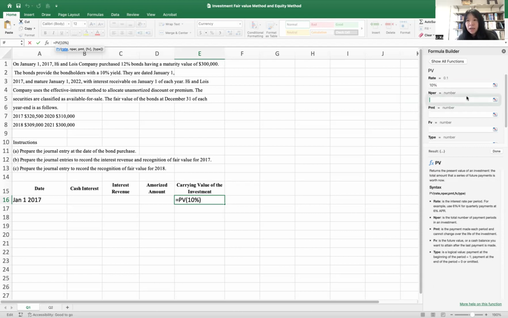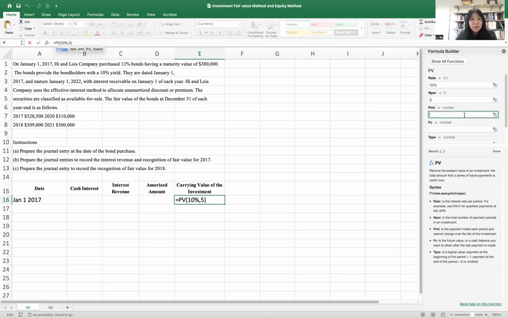And here, how many periods from 2017 to 2021? Because they compound once per year, the period is 5. If you're not sure, you can actually use your fingers to count. Just remember, the last payment is on January 1st, 2022. So if you count the years in between, it's actually 5 years.